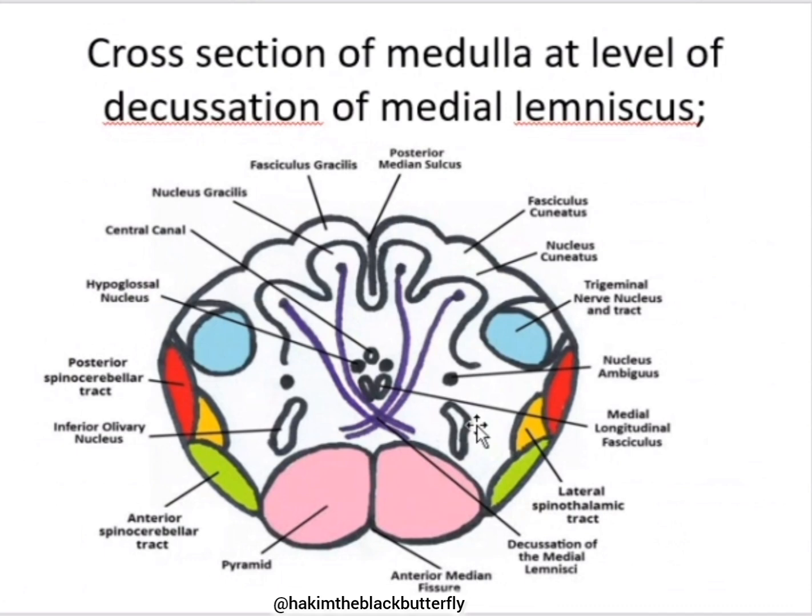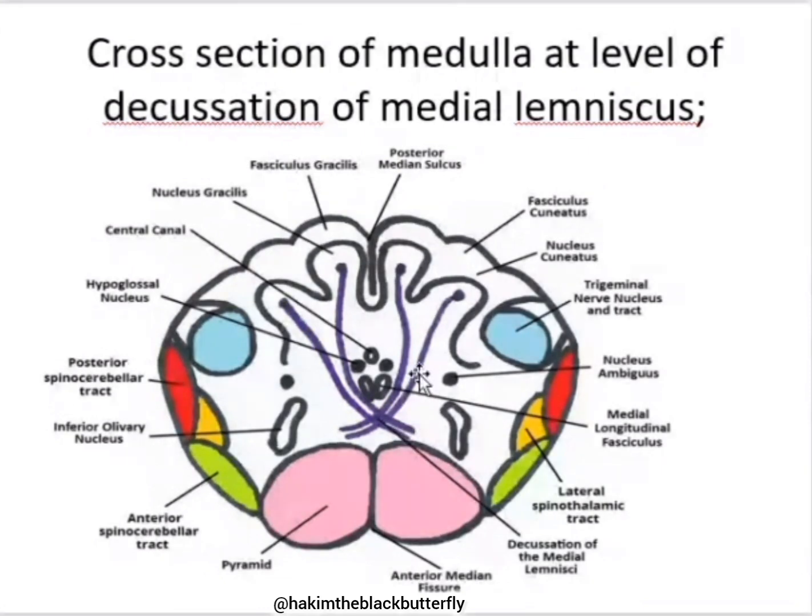Then we are going to make another cross-section through the medulla oblongata at the level of the medial lemniscus. Remember the fasciculus gracilis and the fasciculus cuneatus. The first order neurons are sent up to the medulla and synapse with second order neurons in the nucleus gracilis and nucleus cuneatus. Then the second order neurons are these ones. They are going to cross to the opposite side and ascend to the thalamus as the medial lemniscus.